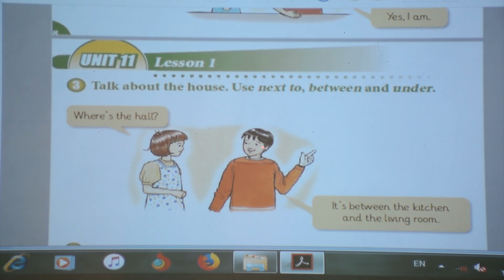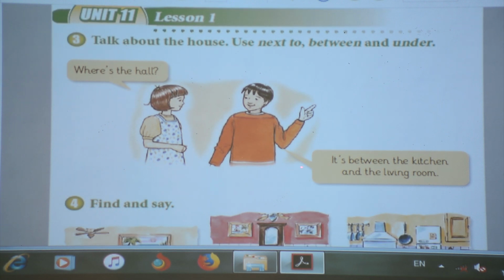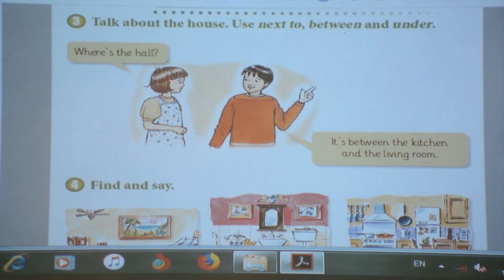Unit 11, lesson 1. And again, it's another conversation about the house, parts of the house. She said, where's the hall? And he answered, it's between the kitchen and the living room. Now, if you look at between, it's used for two things, the kitchen and the living room. The hall is between the kitchen and the living room. Okay, so between is used for two things.